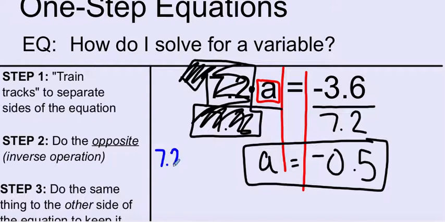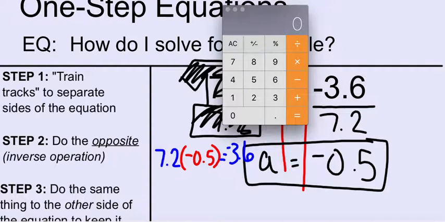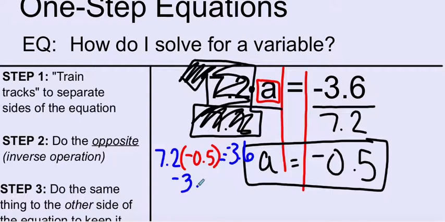My check would have me take 7.2 times A, where A is negative 0.5. And I want that to equal negative 3.6. Sorry, I ran out of room there. Negative 3.6. Again, I pull out my calculator, and I'm going to take 7.2 times negative 0.5. And I'm going to get negative 3.6. Negative 3.6 equals negative 3.6, so I know that my answer checks out.